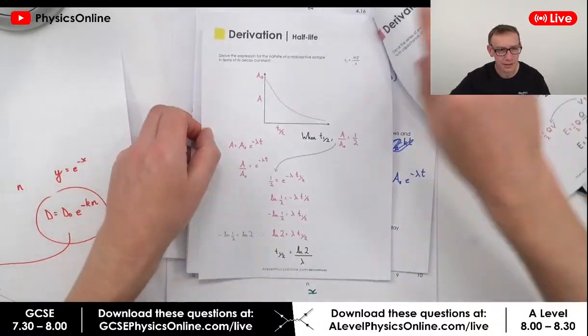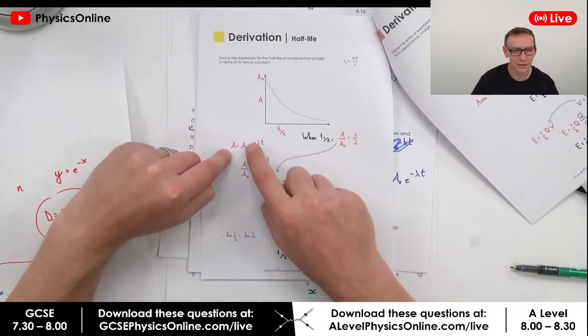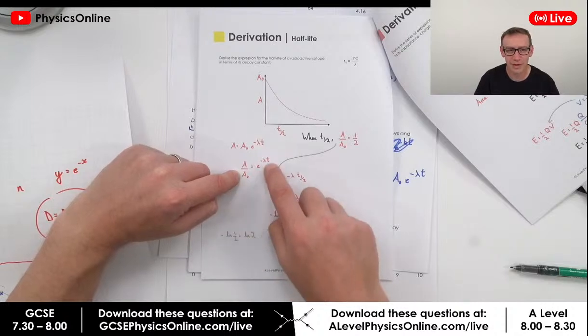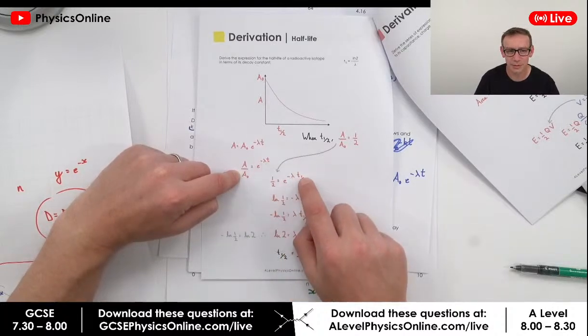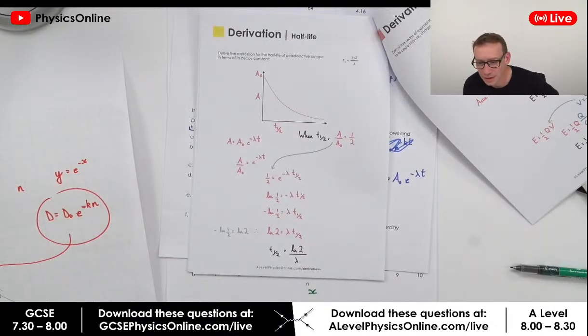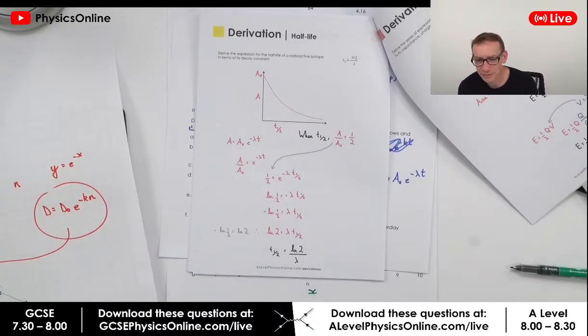Basically, to derive this equation over here, you start with the equation for the activity. When the activity is half the original amount, then the value of t is going to be equal to the half-life, and therefore you can do all of this to find that.